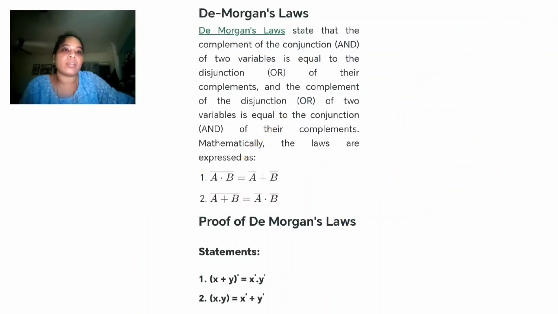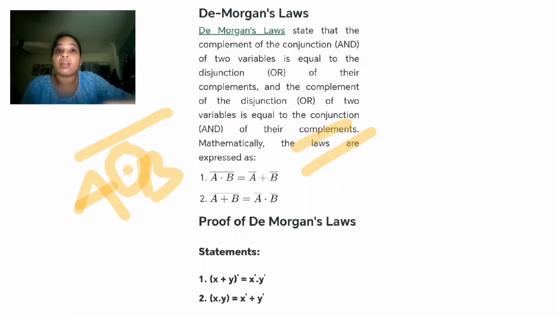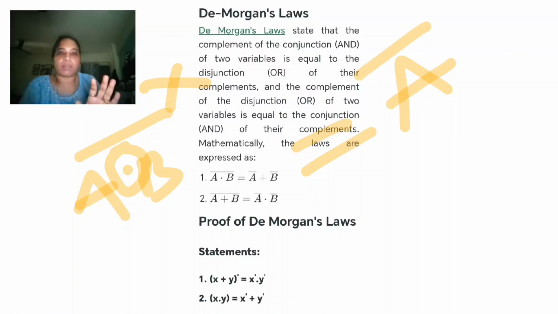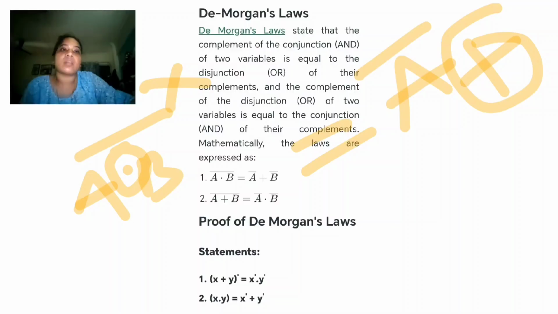For example, here you can see A dot B bar. You can get that answer. I'm going to change this operator. Where is my operator? Yes, dot means multiplication. So now I'm going to change this operator. The operands should be the same, I'm going to change the operator only. So A bar plus B bar. The operator has changed. This is your first expression.